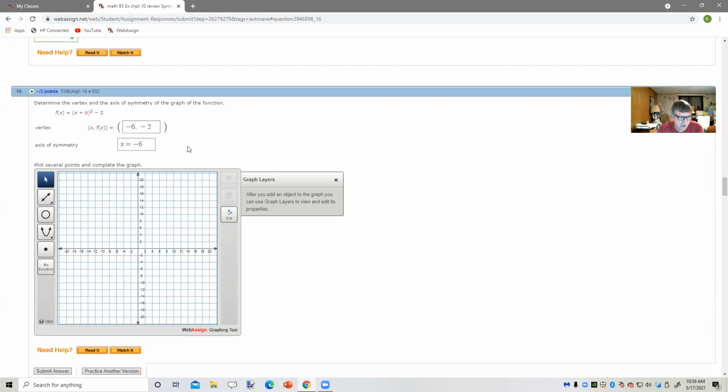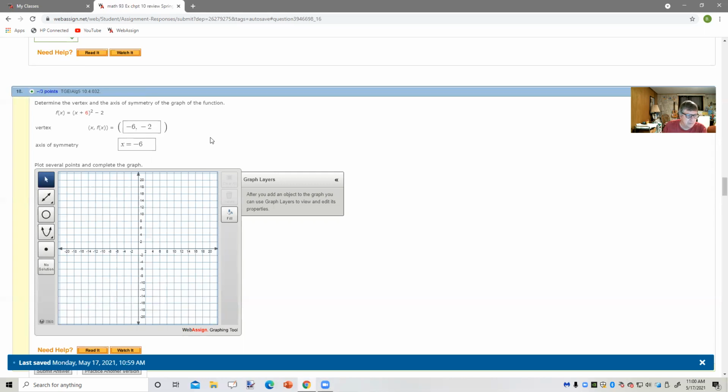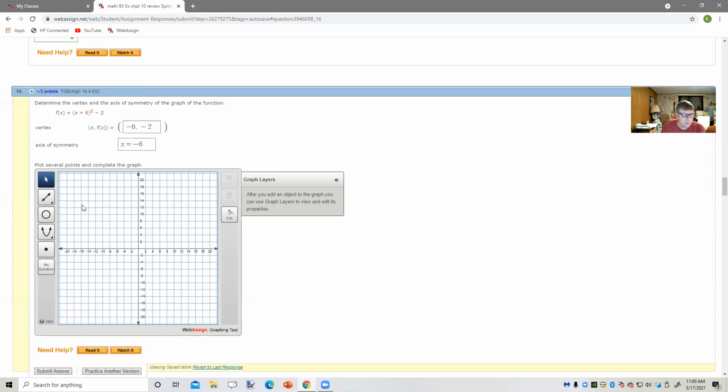First of all, we're going to click on the parabola button until it turns blue. We're not going to use the line button, and we're not going to use the point button. We're going to use the parabola button. I am going to plot 2 points, in a specific order. First, I'm going to plot the vertex, and then I'm going to plot another point on the graph.